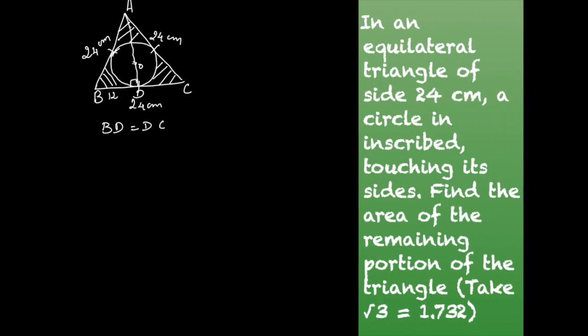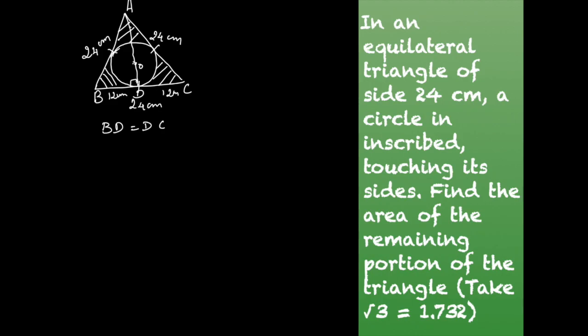That means this is 12 centimeter and this is 12 centimeter. Now, we know the base of the triangle. We have to find out the altitude of the triangle. Then we can use half into base into height. So, how to find AD?